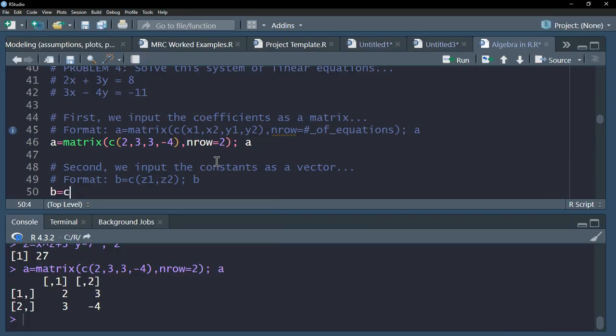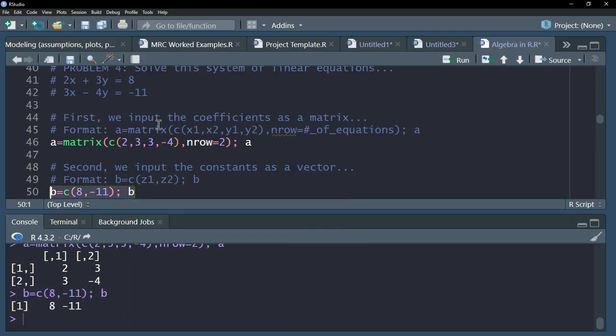So B is equal to a combination of things, specifically 8 and -11. So here's the format. B is equal to C for a combination or concatenate or whichever term you like, and then put in your first and second constants. All right, so let's see what that looks like. When we run it, we've just got a vector, whereas a matrix is in 2 dimensions, vertical and horizontal. This is just in a single row or a single column. It's actually arbitrary whether you think of this as a column or a row. But anyway, you can see B means 8 and -11.